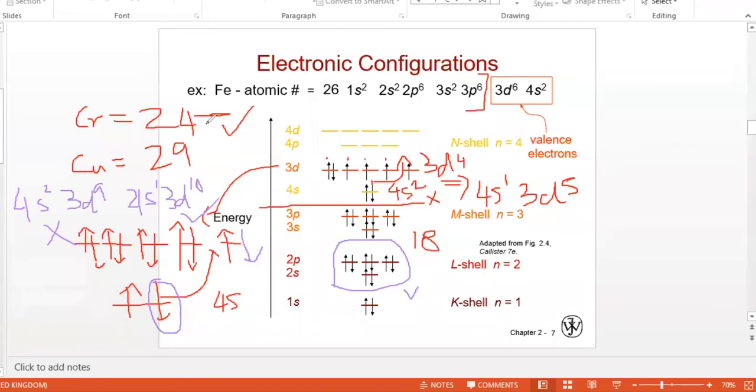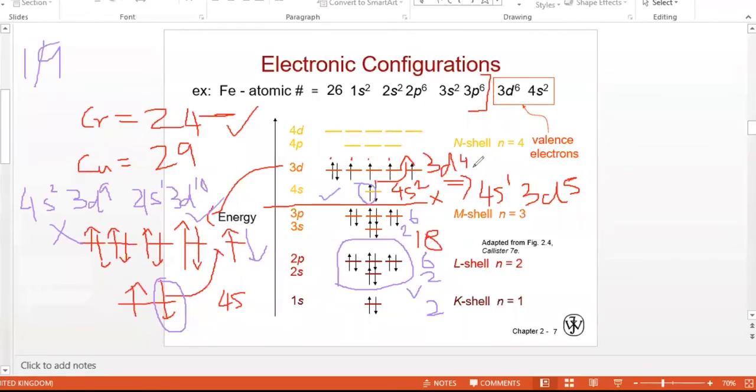So 24 is expected to achieve the half-filled 3d5 stage, and 29 is expected to achieve the fully filled 3d10 stage, right? So this is the speciality with the 24th and 29th atomic numbers. So that must be chromium and copper, right? Only these two are the special cases while writing the electronic configuration.